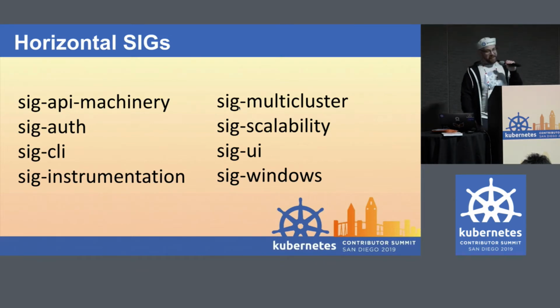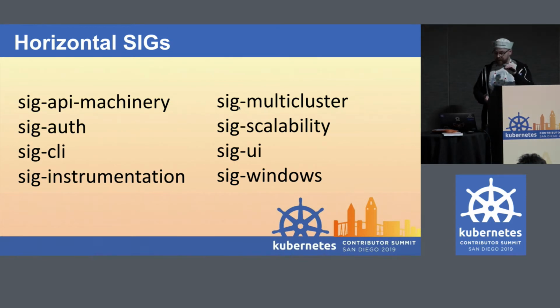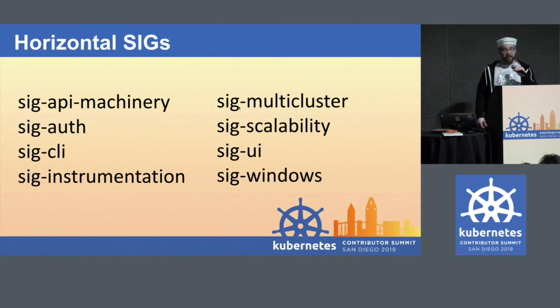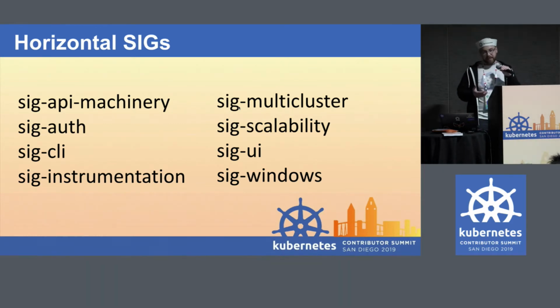Next, we have our big round of horizontal SIGs. API machinery. They own everything related to the API server and how it uses the storage backend, et cetera. Auth: authentication, authorization, and security policies. CLI: kubectl, kubectl, kubecontrol. Yeah, all of them, whatever. Instrumentation, they handle metrics, logging, and how Kubernetes itself emits events.